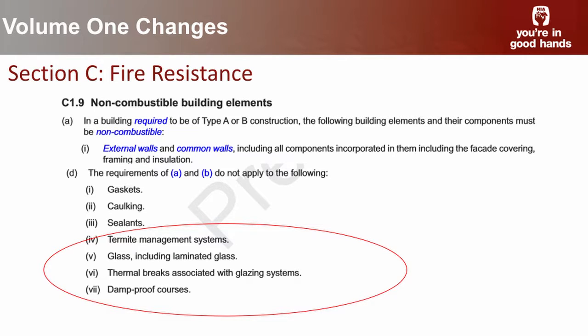Another change, and this is in C1.9, comes to that point I mentioned before about people asking questions, how about this element? The code acknowledges that there are certain elements that don't need to meet the non-combustibility requirements: gaskets, corking, sealants, damp-proof courses. What contribution would they have to fire spread themselves? Minimal at best. You couldn't build the building if you didn't have these elements within it. So it's really important that this acknowledges it. There are also some other ones listed in C1.14 that are exempt from the requirements as well.